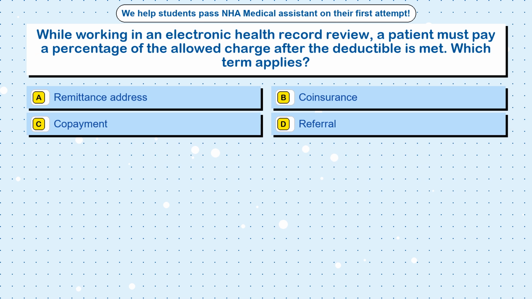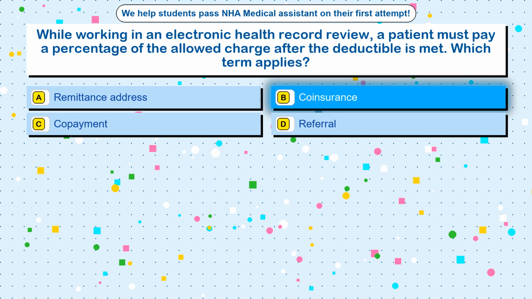Question 91. While working in an electronic health record review, a patient must pay a percentage of the allowed charge after the deductible is met. Which term applies? Option A, remittance address. Option B, coinsurance. Option C, copayment. Option D, referral. The correct answer is option B, coinsurance.